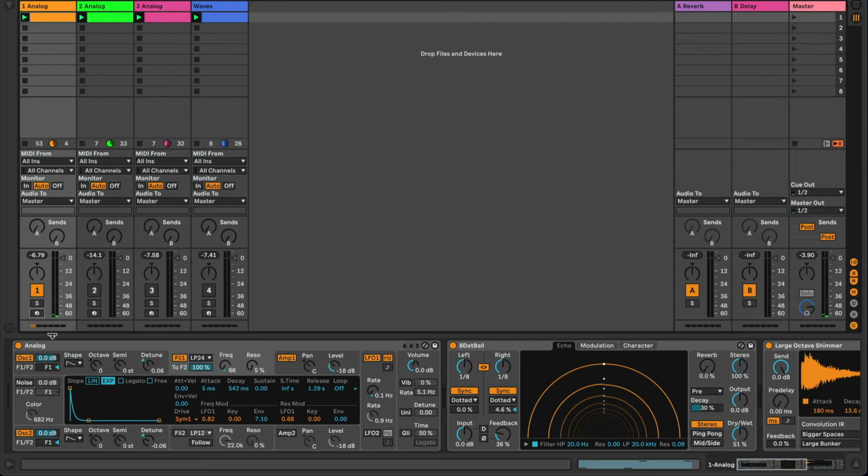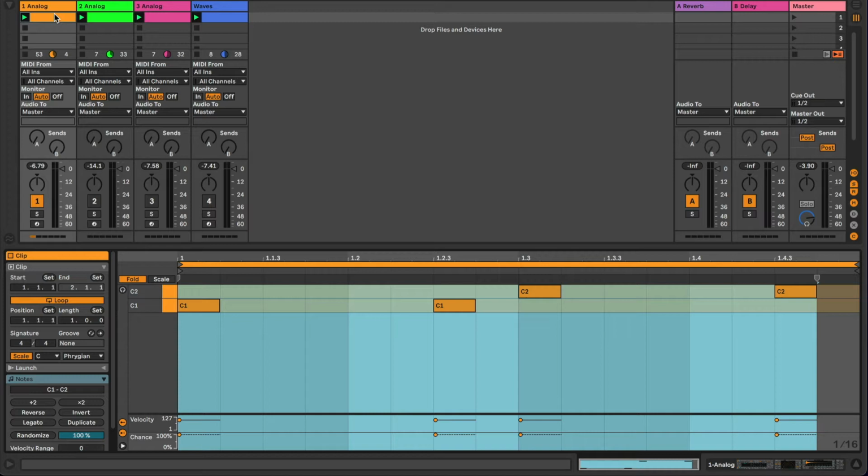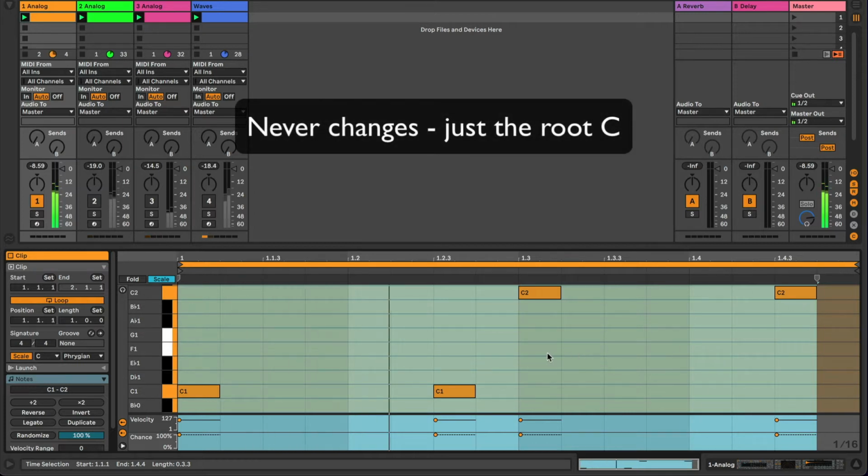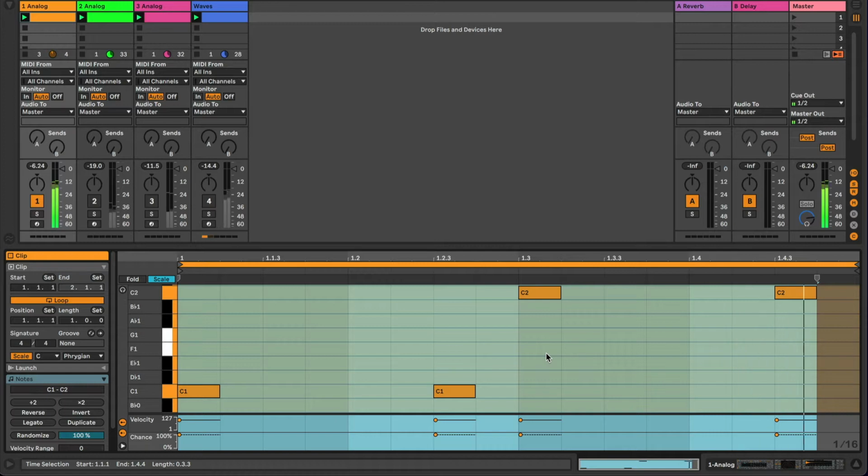But I've basically got this sawtooth running now. What I've done is made a very simple clip that is just running octaves. So if we start this playing, that's all it's going to do. It's just going to drone throughout this whole piece.